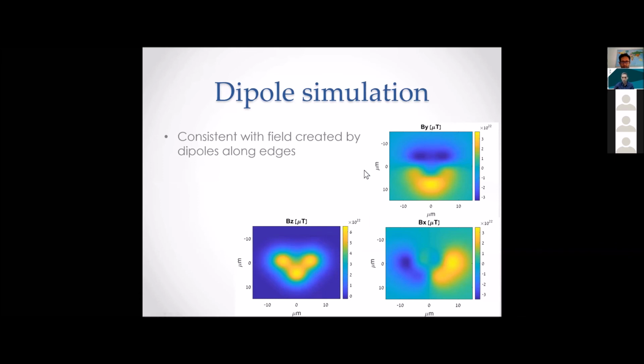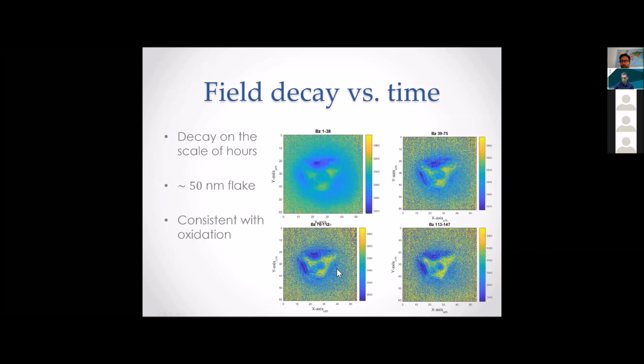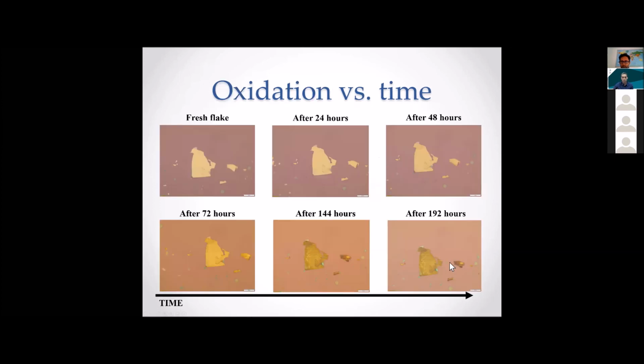We then do these measurements again as a function of time, and we again observe a decay of the actual field as a function of time. So the field structure remains relatively stable, but the magnitude of the stray field decays, and that seems to be consistent with oxidation of the flake. And we can see an optical measurement of how the flake oxidizes over time. And even though this is preliminary, and I wouldn't want to say anything definitive, it seems that there's some correspondence between these two effects. So these are our preliminary results.